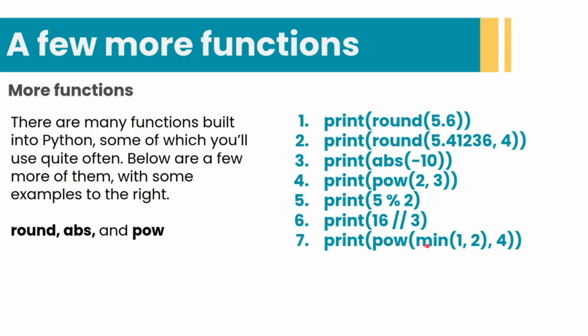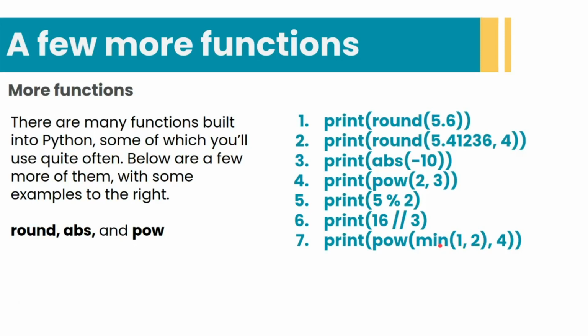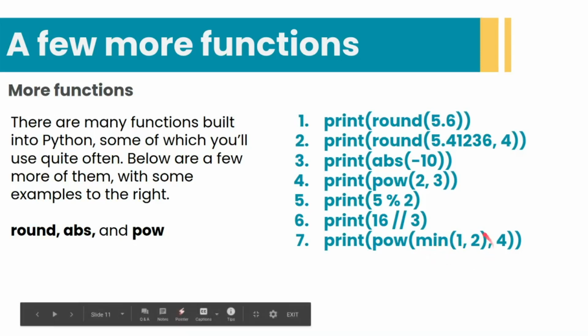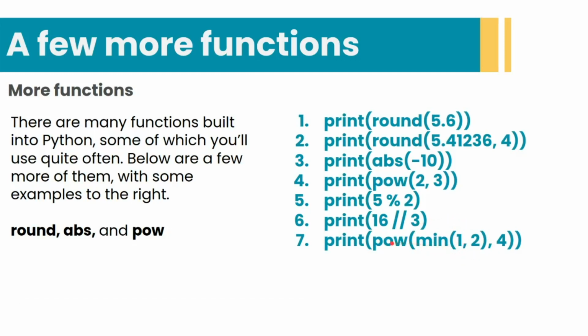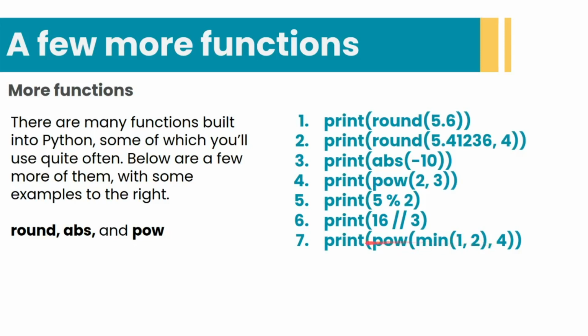And power, minimum 1, 1 and 2, and 4. So this is coming back to the function inside of function stuff we've seen already. If we remember order of operations, do the inside first. The minimum number is 1, so we're left with 1. Then we have power. 1 to the power of 4 is 1. And then print that out to the screen.